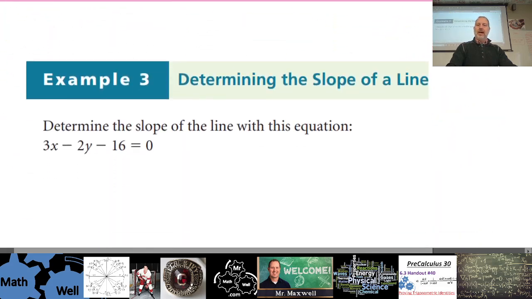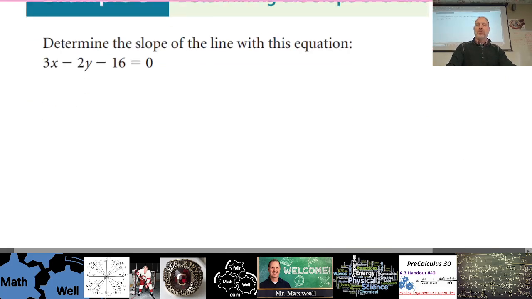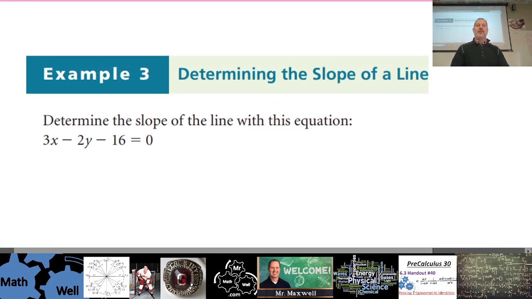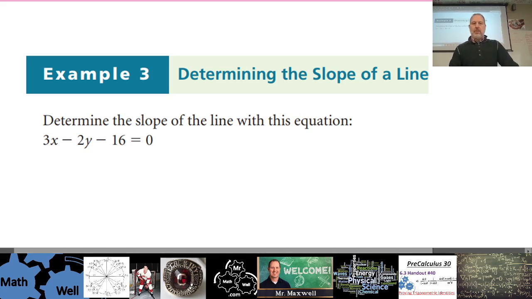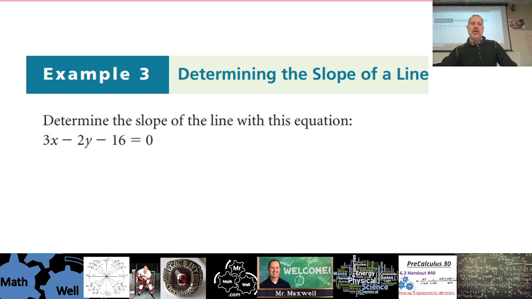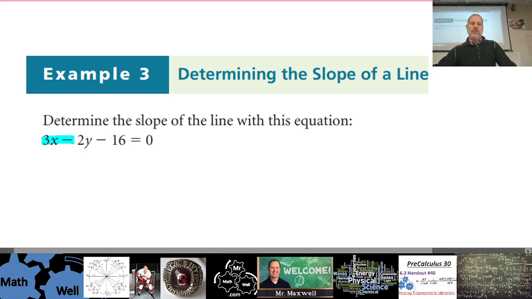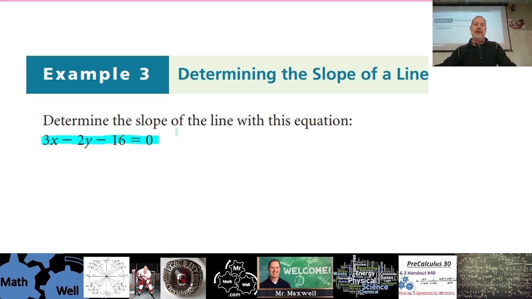Okay. One more, and then I'll give you your assignment to work on. This example says determine the slope of the line for this equation. Go ahead and write this equation down, and I'll show you how to do this. 3x minus 2y minus 16 equals 0. Write this one down, everyone.